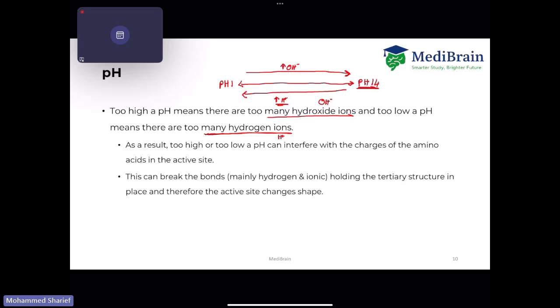And if it no longer has a unique shape, it will no longer have a unique tertiary structure. Therefore, it can no longer bind with the substrate. And if it can no longer bind with the substrate, then enzyme substrate complexes can no longer be formed. And therefore, eventually, if this happens at an extreme pH, the enzyme will denature.